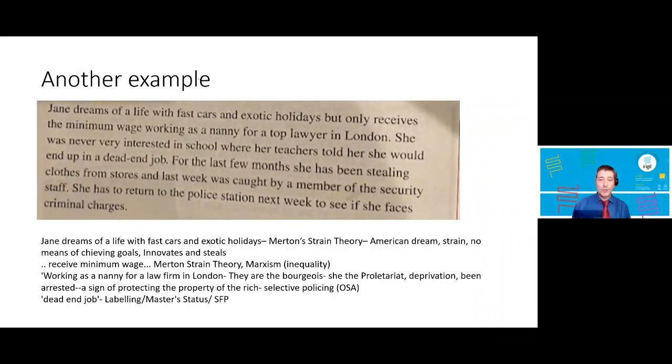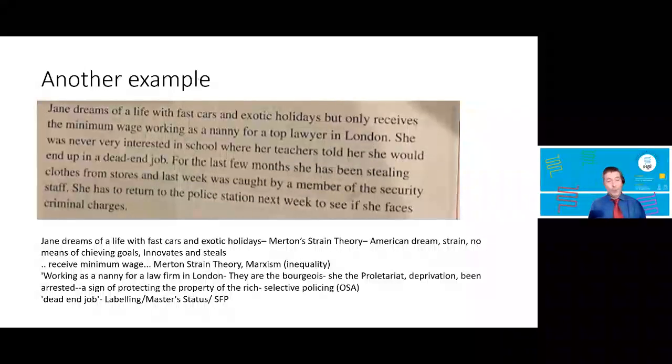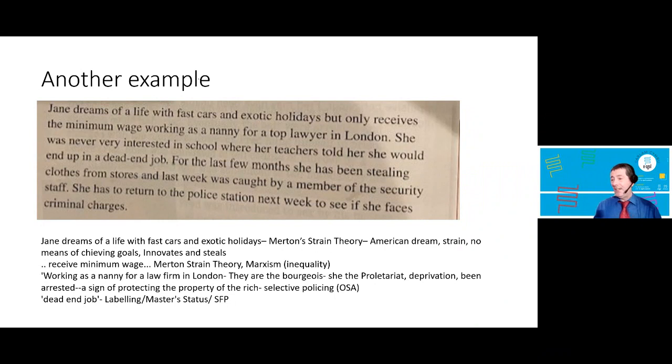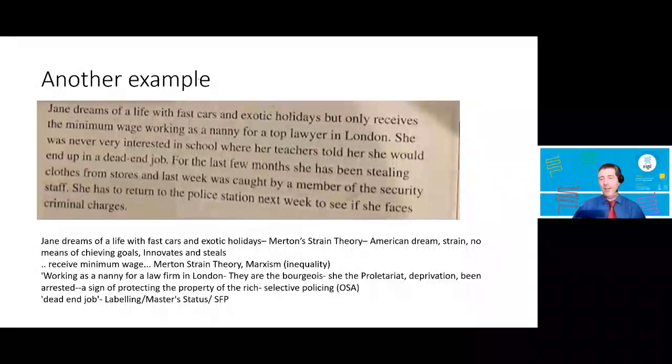Again, it says in the scenario, receiving minimum wage. So that again is Merton's strain theory, or you could bring in Marxism and the theory of inequality. She's receiving minimum wage, but she's working for a top lawyer in London. So I would imagine there's a bit of inequality there in the amount of money being doled out. She's working as a nanny for a law firm in London. They're the bourgeois. She is the proletariat. She's suffering from deprivation and inequality. She's been arrested, possibly. That's a sign of protecting the property of the rich because she's stolen. And it could be an idea of selective policing or the oppressive state apparatus at work.